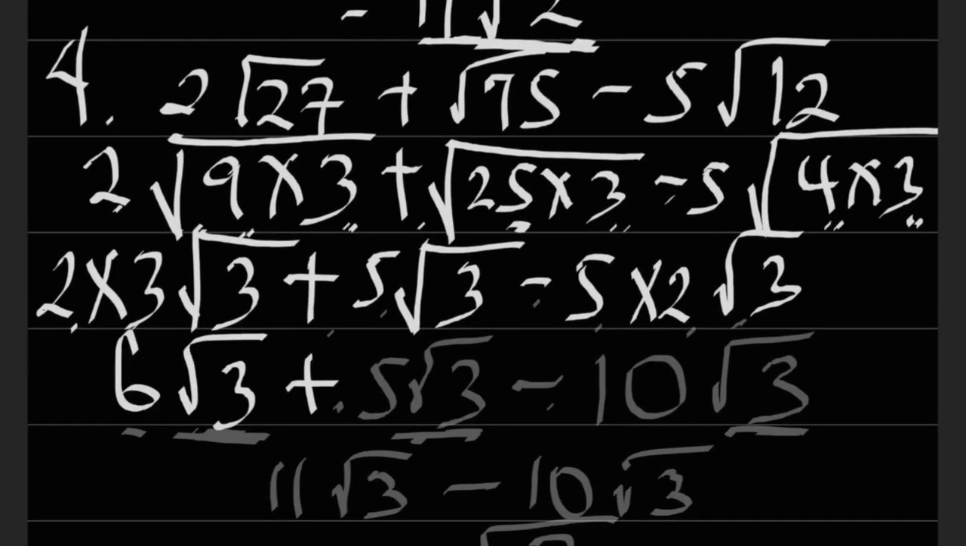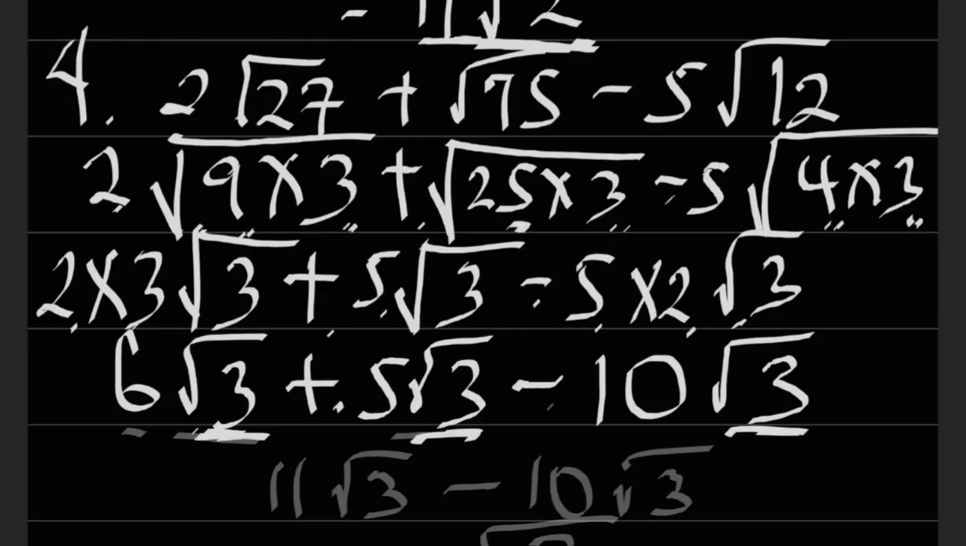Bring down the plus sign down here, and this is our 5 root 3, and this minus 5 times 2 is 10, and this is root 3. Do we have like terms at this point? Yes, we have like terms, because the numbers inside the roots are the same. This is root 3, root 3, root 3. So we can add or subtract these numbers.